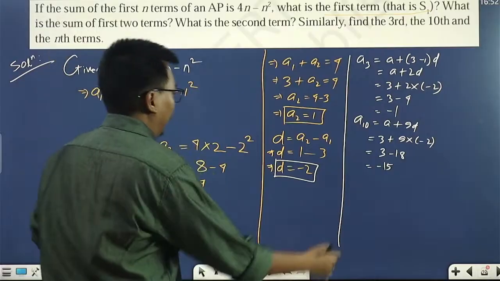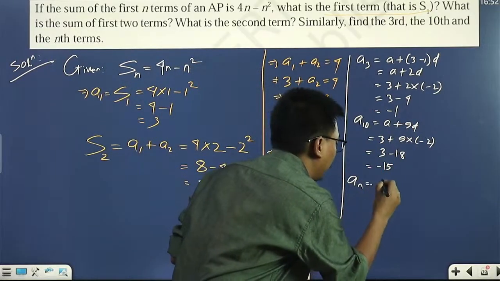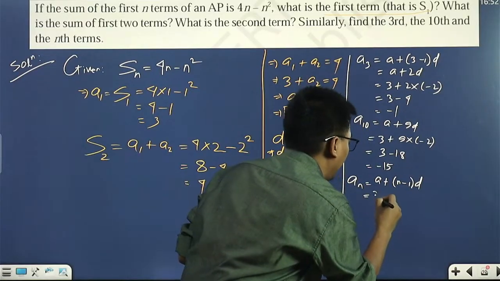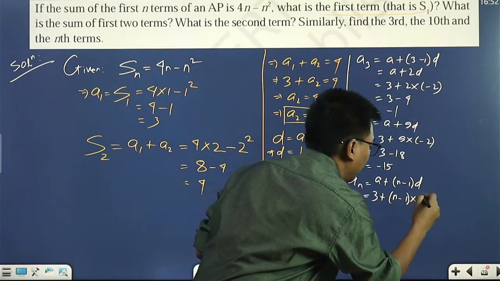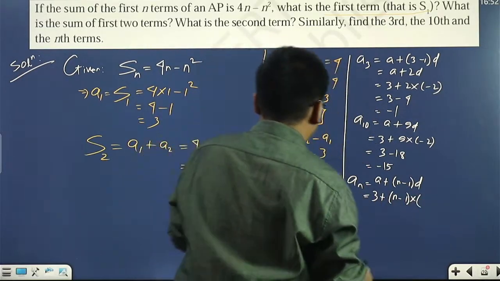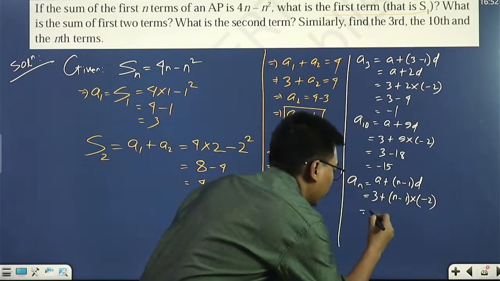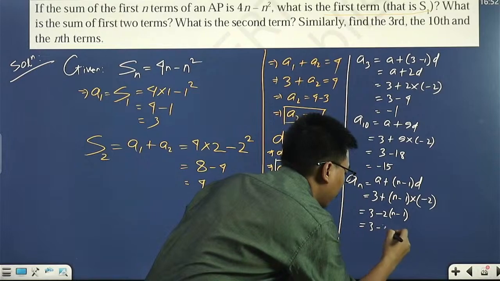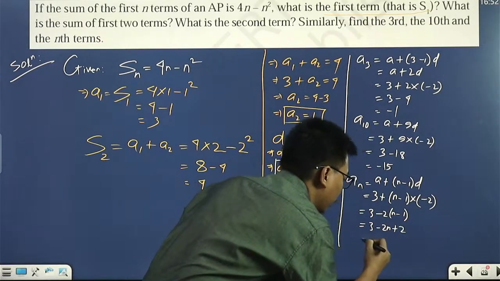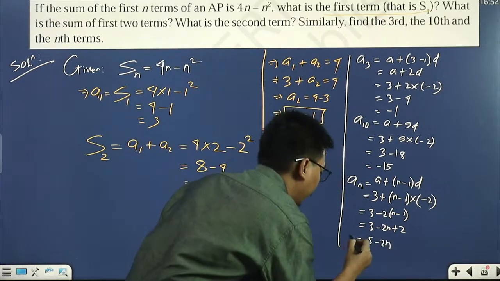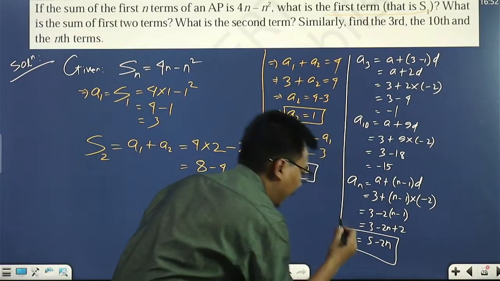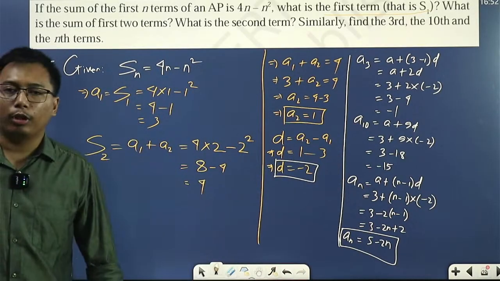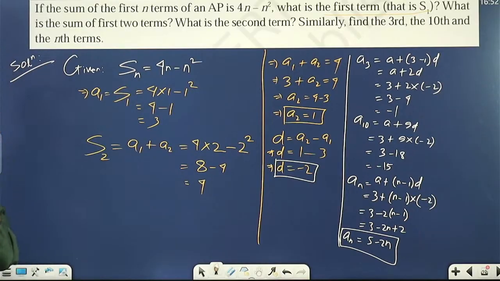The last one, the nth term. We can find the nth term now. Nth term is A plus n minus 1 D. A is 3, plus n minus 1 into D, and D is minus 2. So 3 minus 2n plus 2, which is 5 minus 2n. This is the nth term for our AP. So this is how we solve this particular problem.